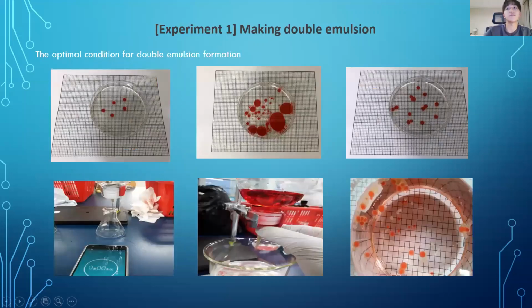This is a further extension of experiment 1, and in this case, I used machinery, as you can see in the bottom slides, connecting the syringes in order to determine the optimal condition, combination, and ratio of the hydrophilic and hydrophobic solutions for the most amount of double water droplets formed, and I'll talk about the results in the upcoming slides.